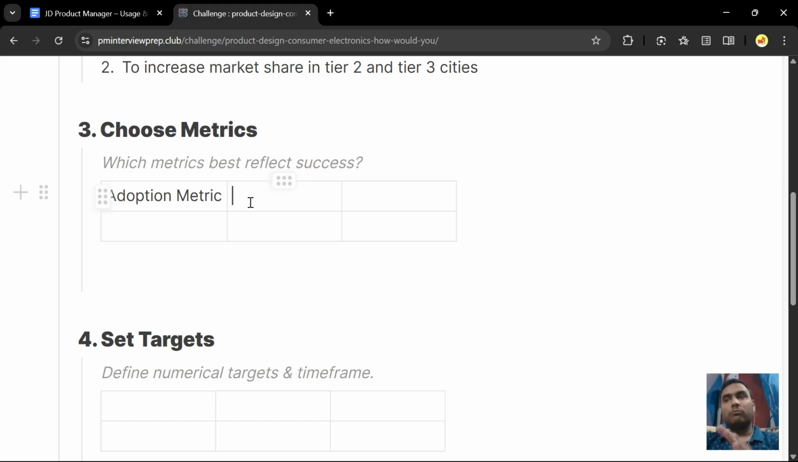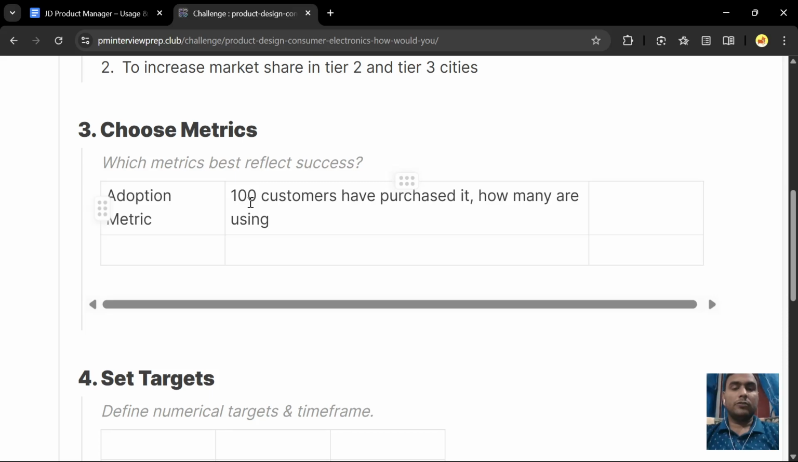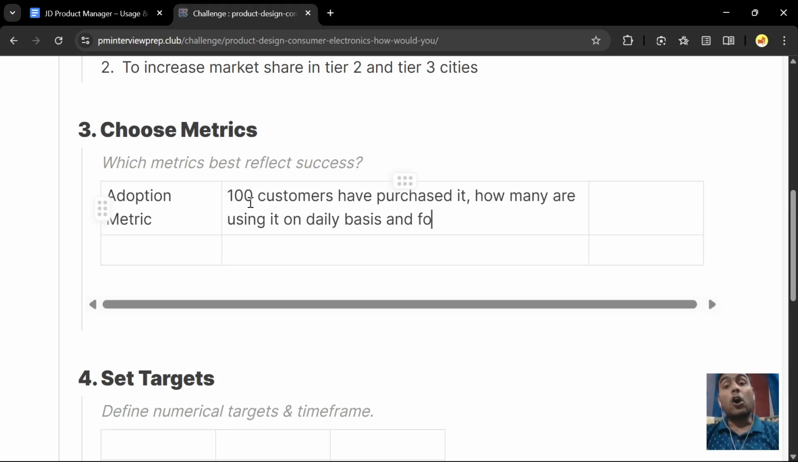Supposing 100 customers have bought it, 100 customers have purchased it, how many are using it on a daily basis, and for how much time?